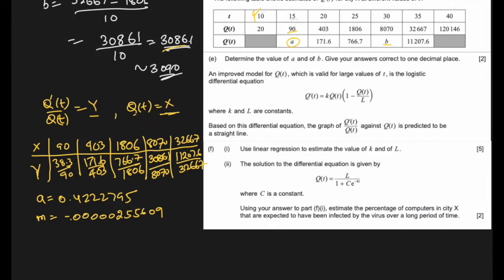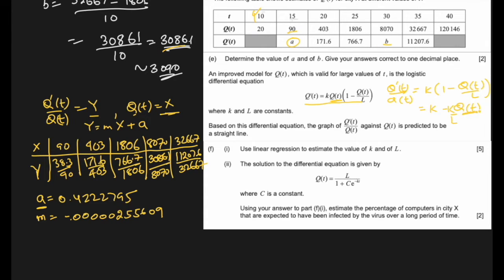All right, so now I will convert this one to y equal to mx plus c, y equal to mx plus a in this case, right? We found the constant part a. So let's do this. Q prime t divided by qt will be, because qt has become the denominator on the left side, k will be left here. So k times 1 minus qt over L, which is k minus k over L qt.